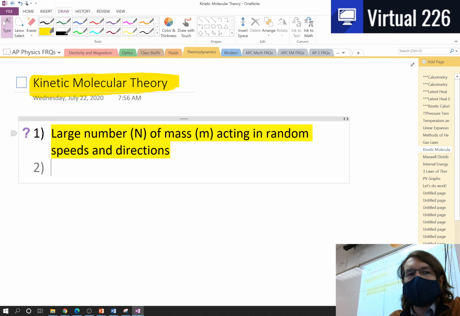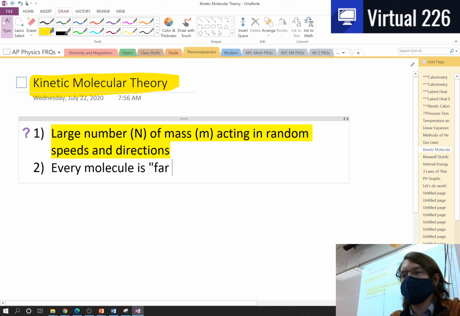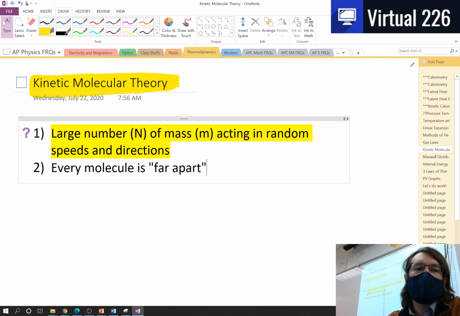The second thing that we need to think of is that every molecule that we are dealing with here is far apart. What we mean by this is that our molecules are not going to just always be running into one another. They're not so densely packed that they've all of a sudden act as a solid or something weird. The molecules are far apart. They're allowed to move around in their random speed and direction and act as a gas.